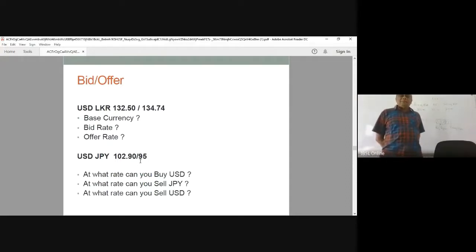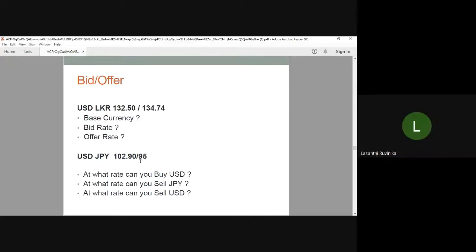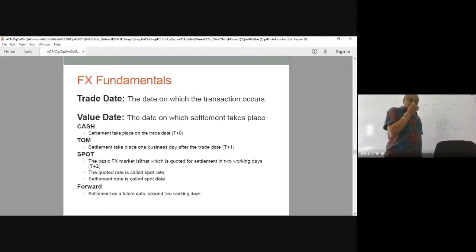Make a logic question. At what rate can you buy US dollars? That means at what rate can you sell Japanese yen? At what rate can you sell Japanese yen? 100 to 90. At what rate can you sell US dollars? 100 to 90. Right? Okay.